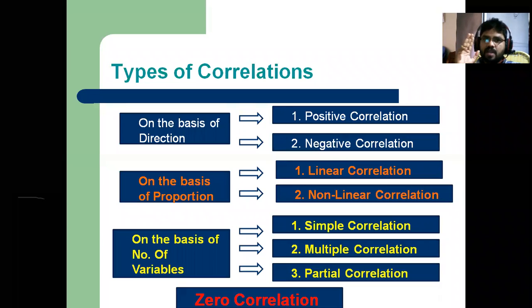On the base of the number of variables, there are three types of correlation: the first one is simple correlation, the second one is multiple correlation, and the third one is partial correlation. On the base of the value of r, we will get zero correlation also. We will discuss one by one what is meant by positive and negative, linear, non-linear, simple, multiple, partial, and zero correlation.